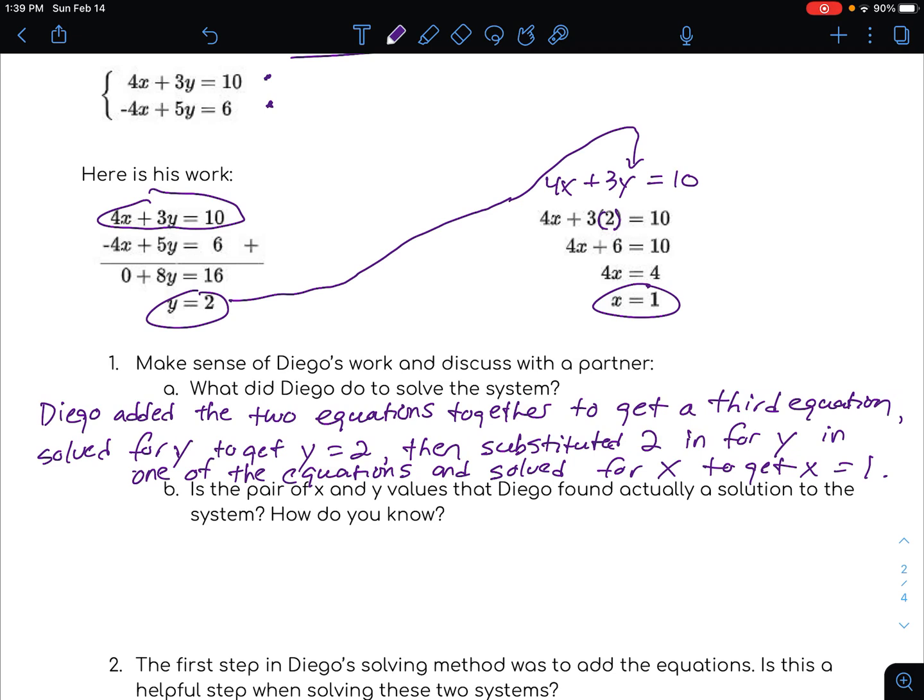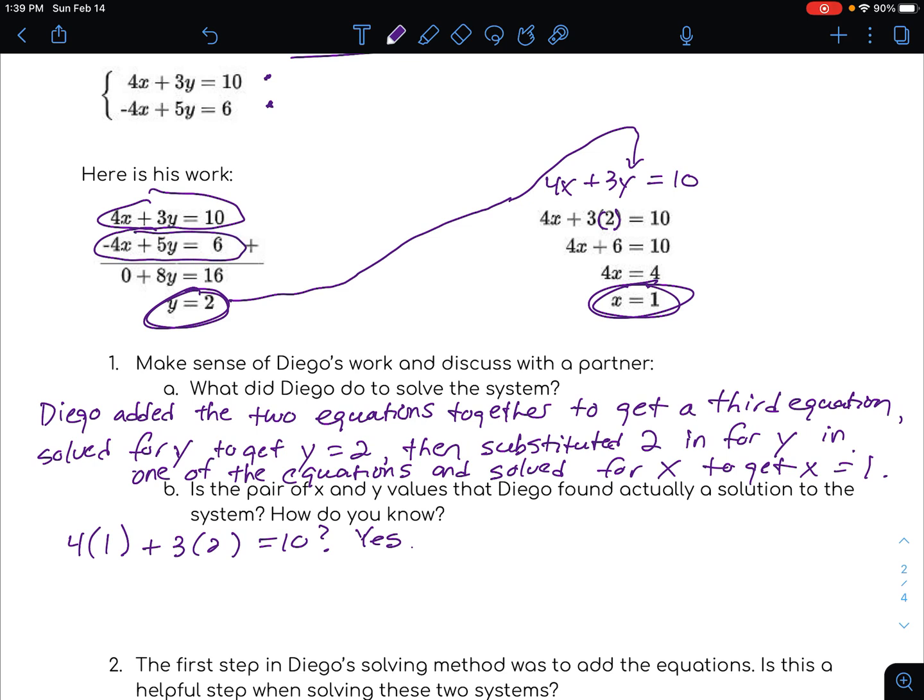Let's take the first equation, 4x plus 3y equals 10, and let's see what happens. So if we have 4 times 1, because our x value is 1, plus 3 times 2, because our y value is 2, does that equal 10? 4 times 1 is 4, 3 times 2 is 6, 4 plus 6 is 10. So yes, it works.